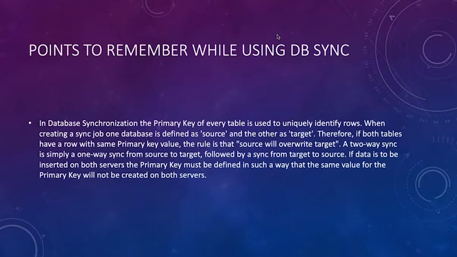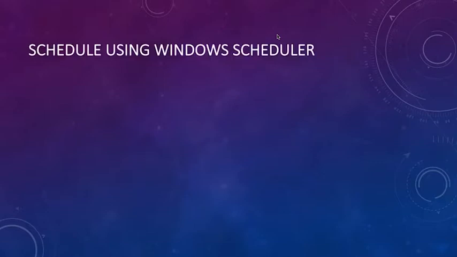SQLyog checks for similarities in structure and primary keys for both the tables. If they are not the same, then SQLyog will skip the table in the sync process. All information about the sync, including errors and other information, is stored in the log file found in the installation directory of SQLyog. That was one of the points you can remember while testing out SQLyog.